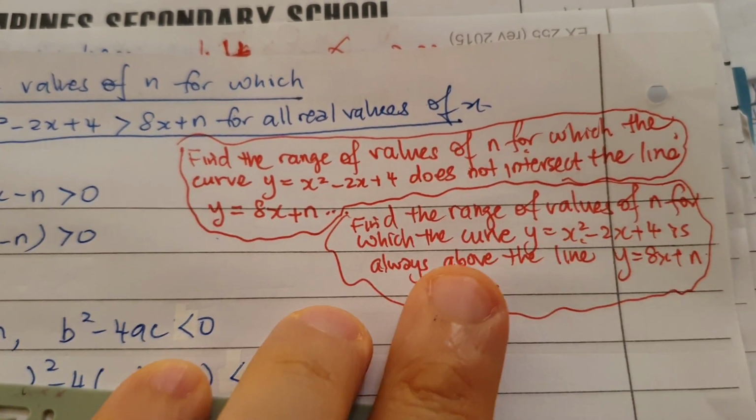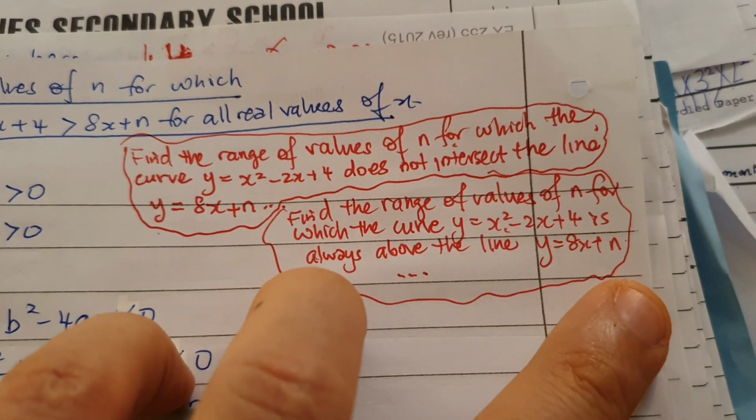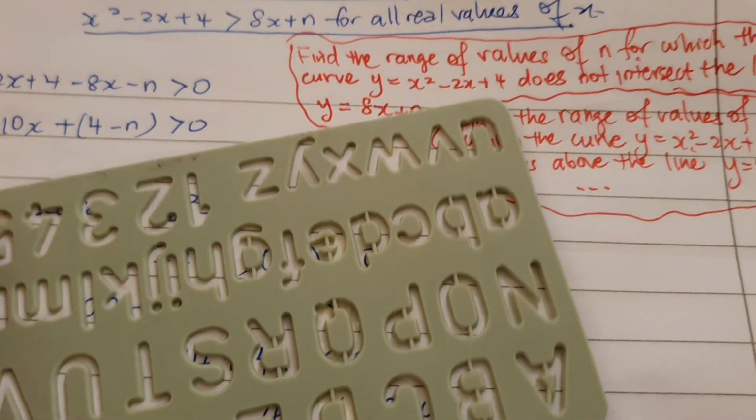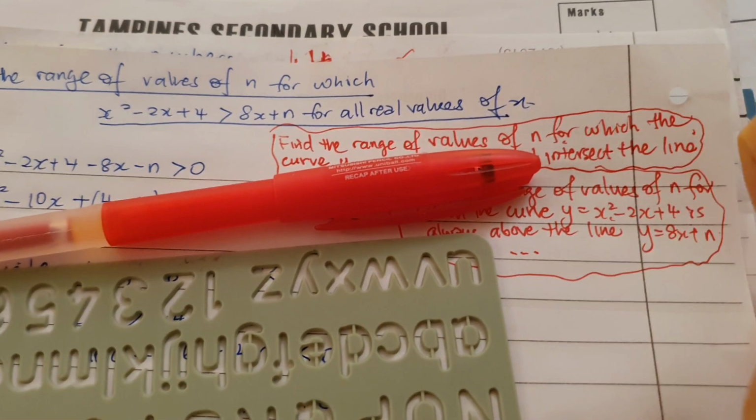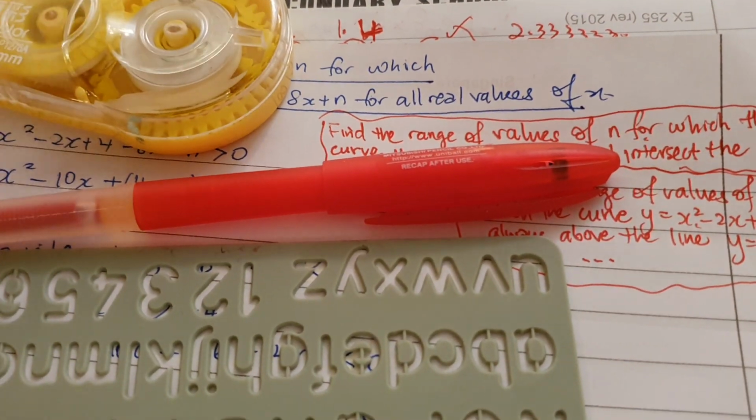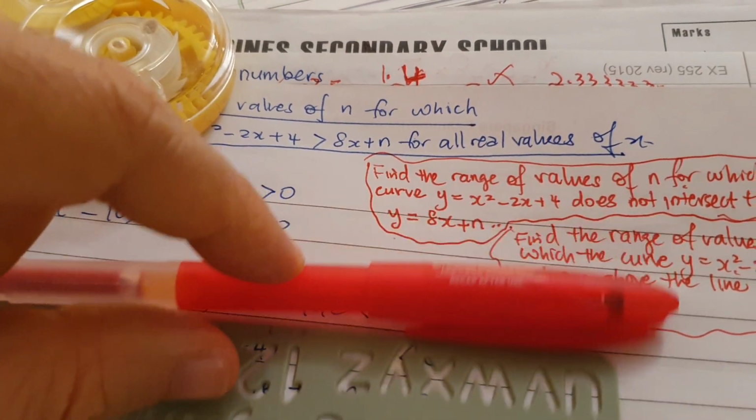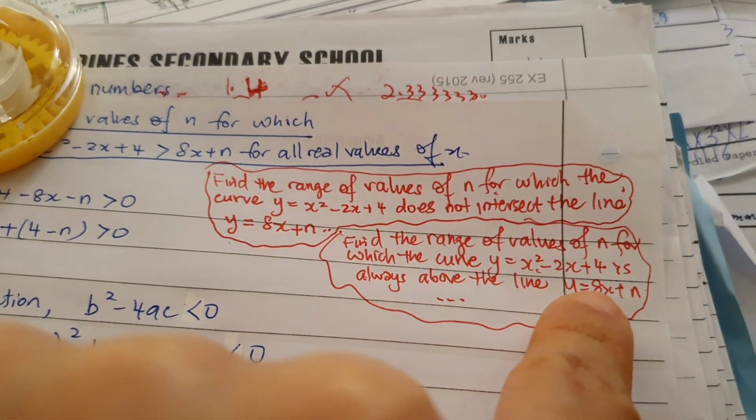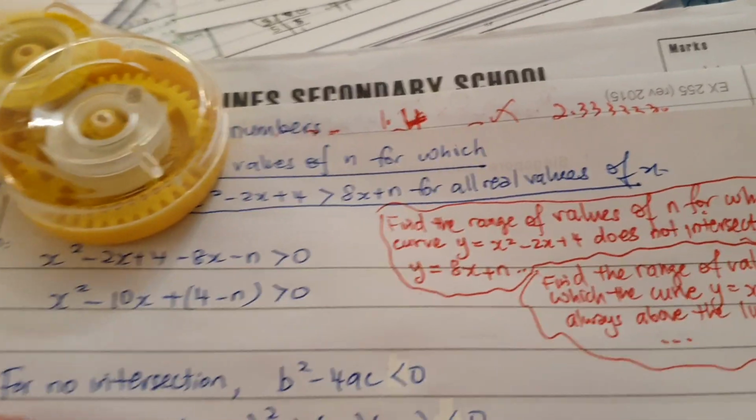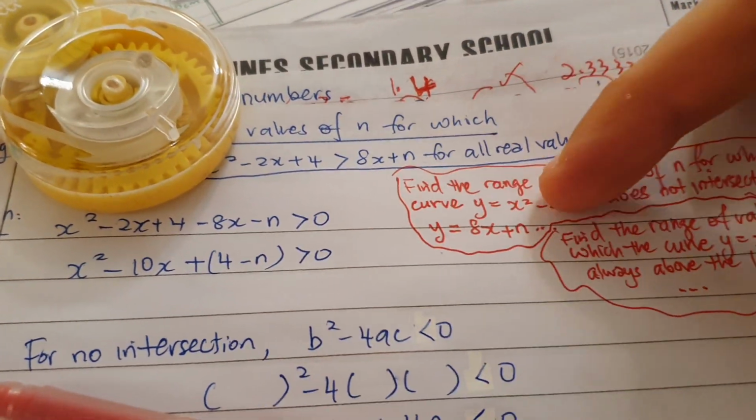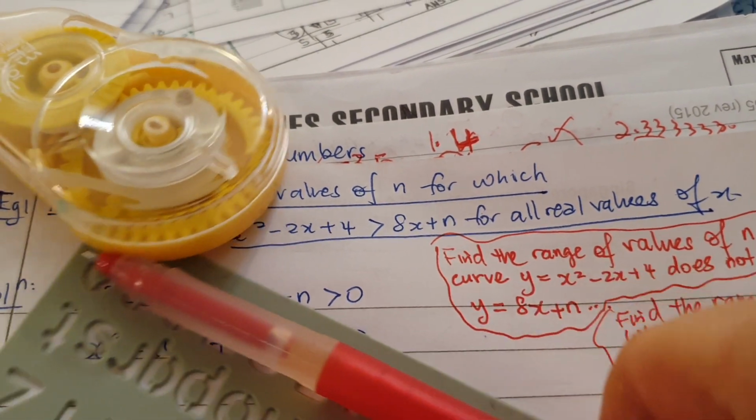So find the range of values of n for which the curve is always above the line. So just now I already explained to you, if this is the line and your curve, let's say, is this correction tape, it's going to be a happy face, so it's never ever going to touch, which means it's always above this line. So now that you know that this phrasing and this phrasing and this phrasing all mean the same thing, let us now see how we can solve this question.